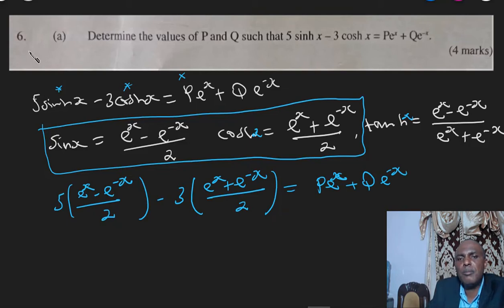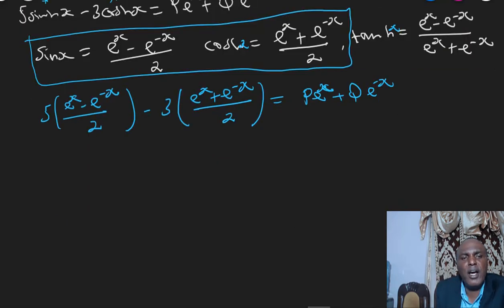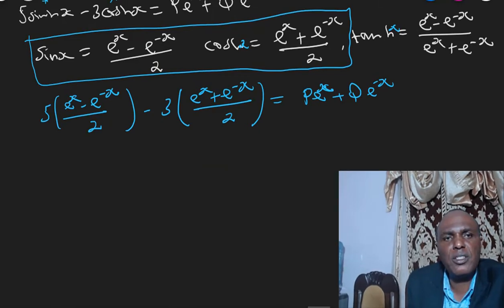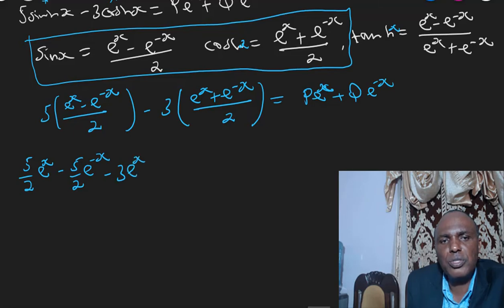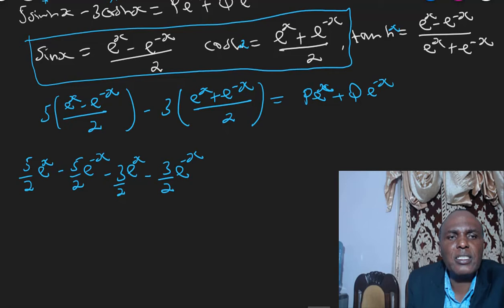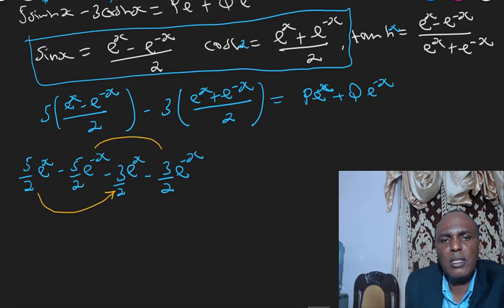So let us open the brackets. What we have now is 5 multiplied by sinh x. We get 5 over 2 e to power x minus 5 over 2 e to power negative x, minus 3 over 2 e to power x, minus 3 over 2 e to power negative x. Let us put like terms together. So we want to reduce the expression by combining those two and also combining these two.